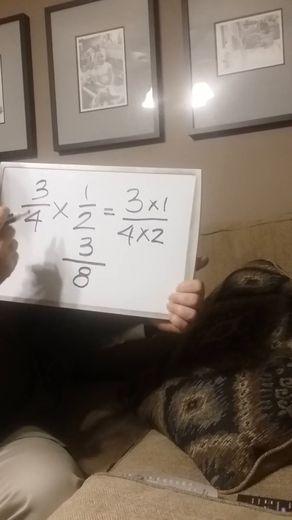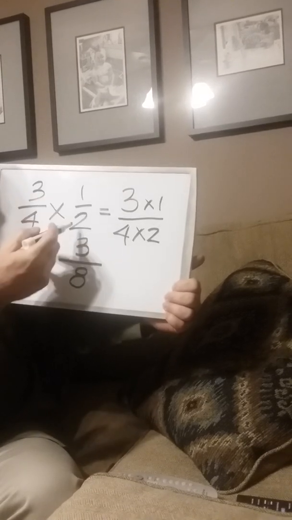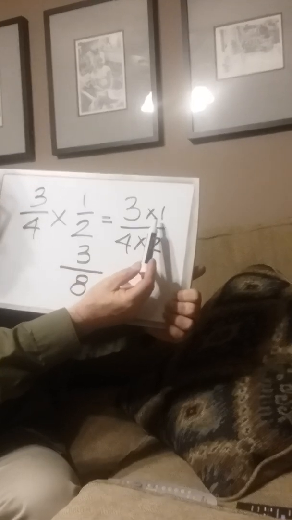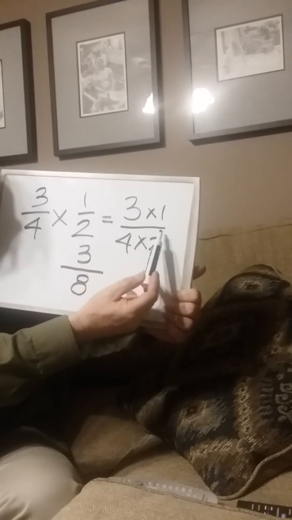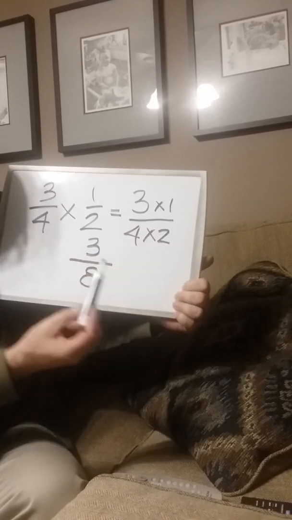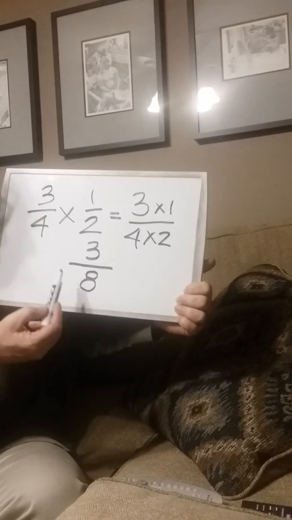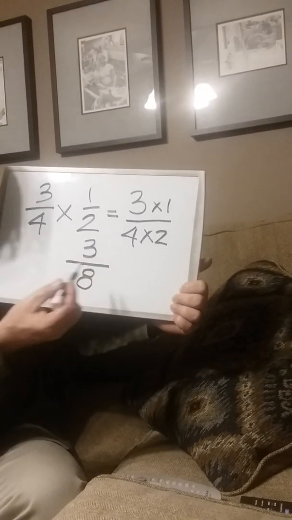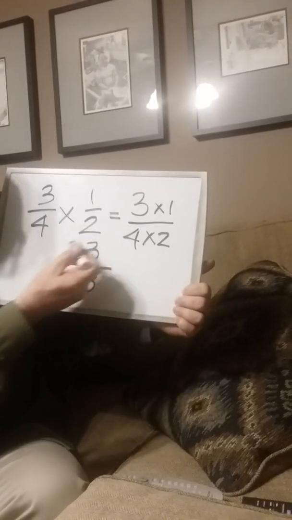So again, to review, we had 3/4 times 1/2. We were able to rewrite our problem so that we have the two numbers that were the numerators being multiplied together all over the two numbers that are in the denominator. Once we follow order of operations and go ahead and multiply this out, we end up with our answer of 3/8. Technically, we could divide this out even further and get a decimal, but having our answer as a fraction is also okay for this problem.